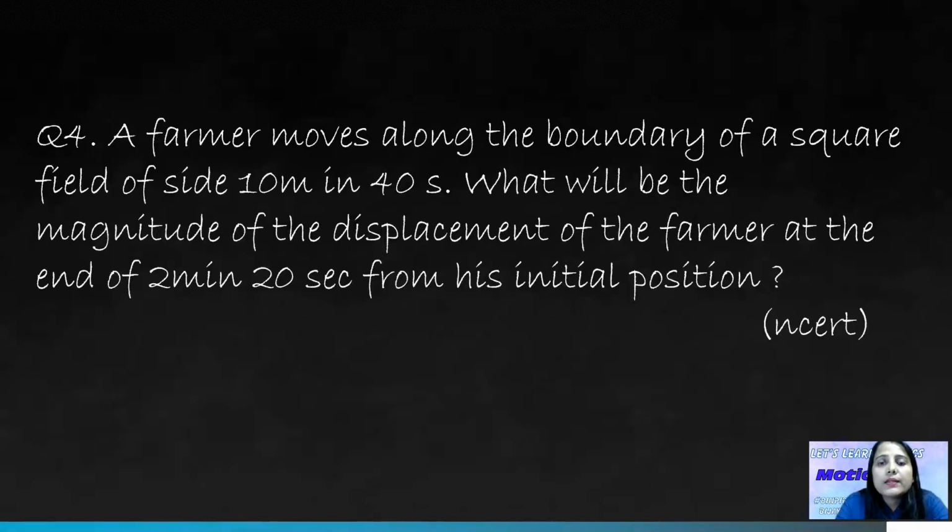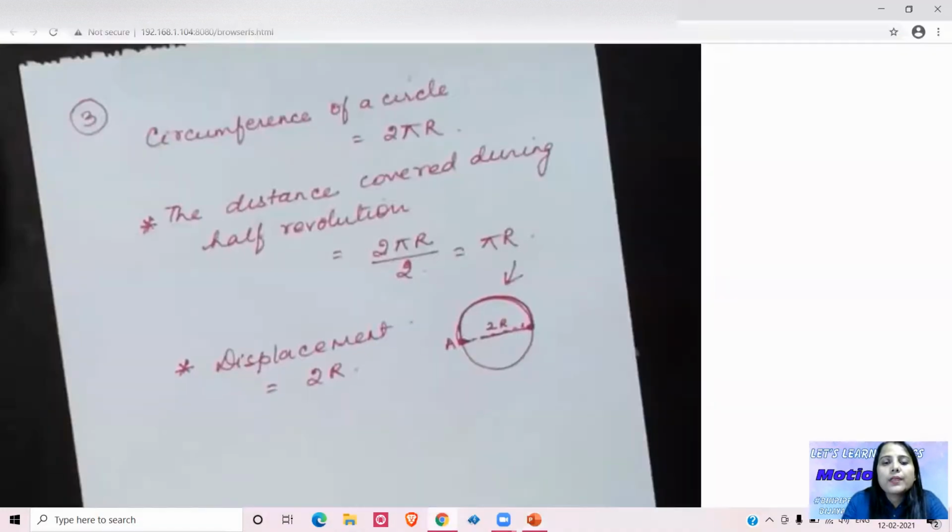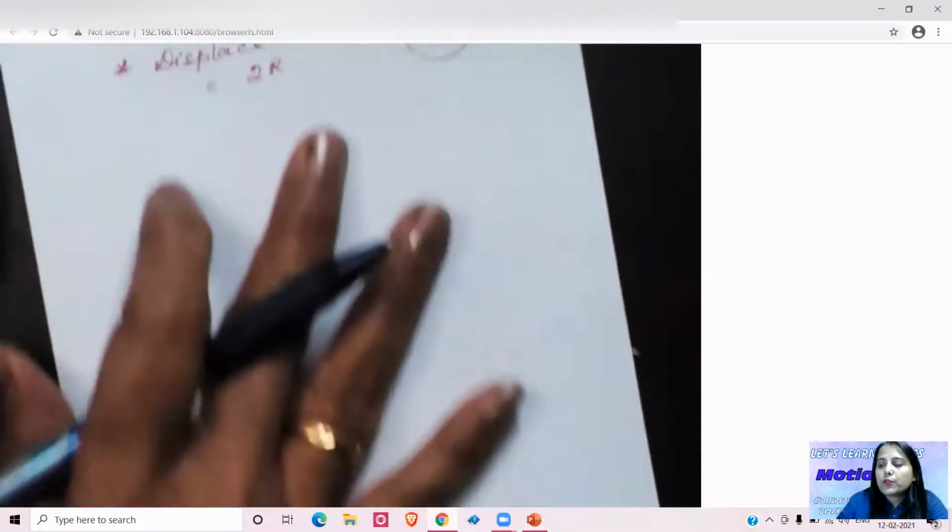Now here it is asking us to find out the displacement. There is nothing to do with the distance, but we have to use it to calculate the displacement. How has it been done? Let's see. Let's move on to the screen again. I will be solving it for you.